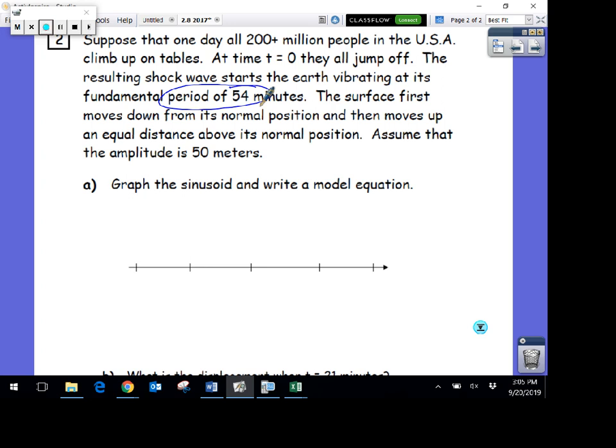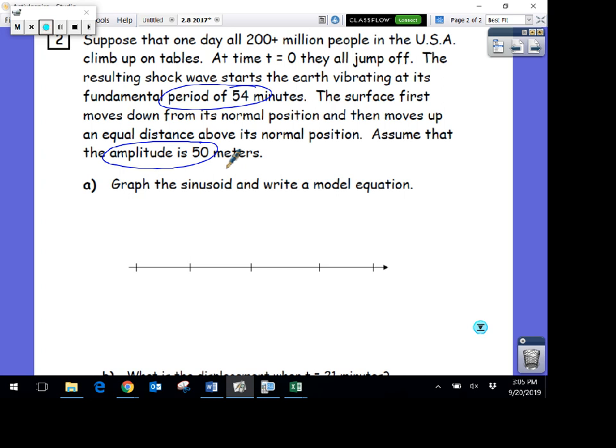It tells us the surface first moves down from normal and then up from normal, and it's equal. It goes up and down, equal position. And it's a shock wave, so it's going to go up and down over and over and over again. It also tells us that our amplitude is 50, so that's nice. We know our A value already. And so we need to graph this.